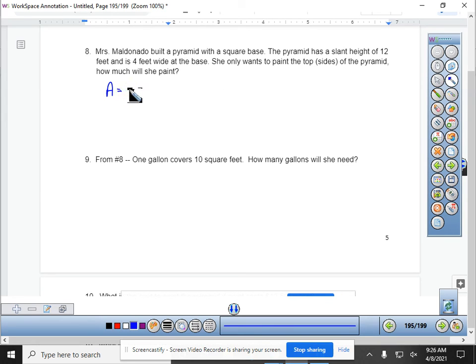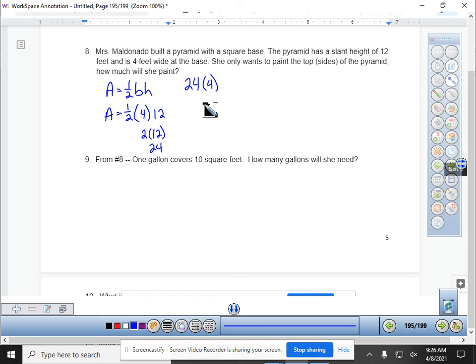Since we're doing just the 4 triangles, I did 1/2 base times height. Area equals. So what is the measurement of the base of the triangle? 4? What's the height? 12. It's half of 4. 2. And 2 times 12? 24. But wait, there's 4. What's that? 96. Awesome. You good?